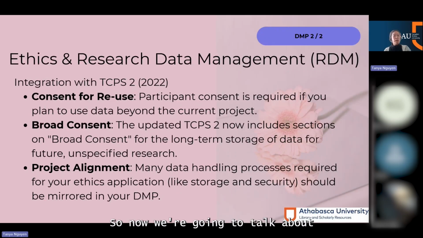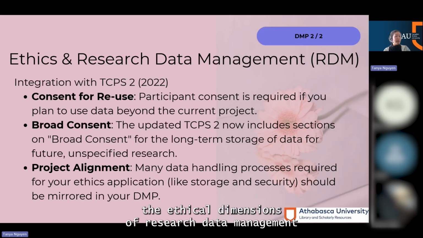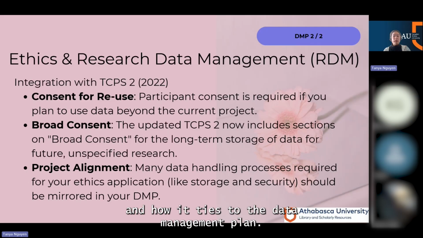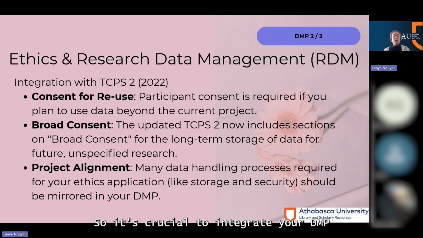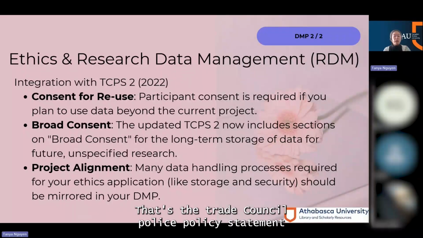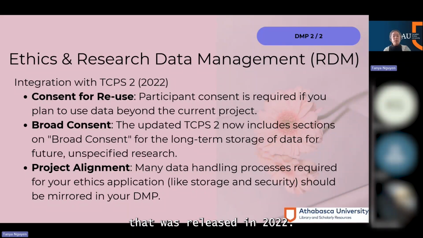So now we're going to talk about the ethical dimensions of research data management and how it ties to the data management plan. So it's crucial to integrate your DMP with the latest TCPS2. That's the Tri-Council Policy Statement that was released in 2022. So this ensures that your research aligns with ethical standards.